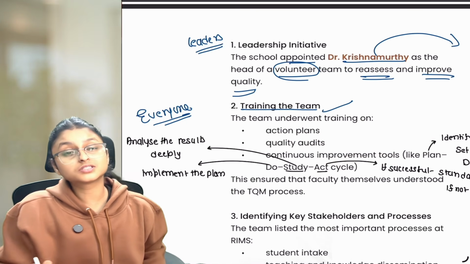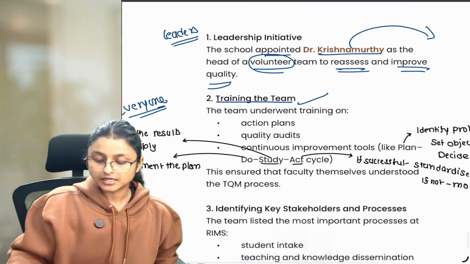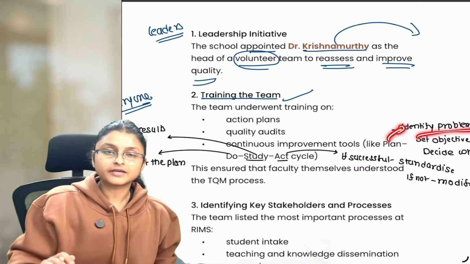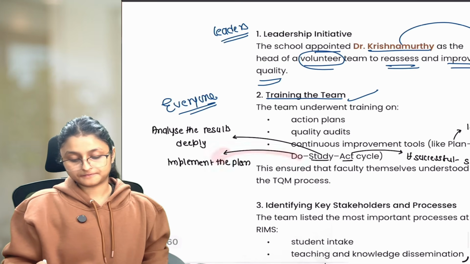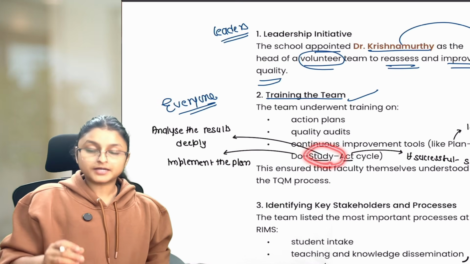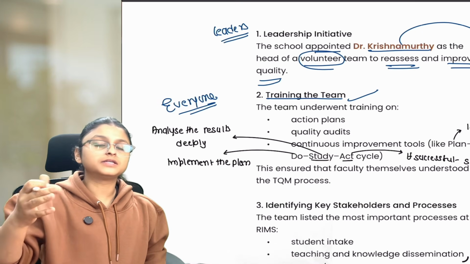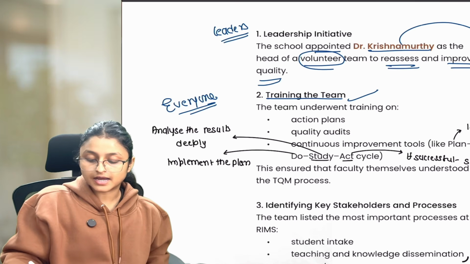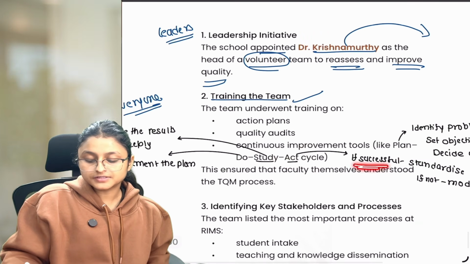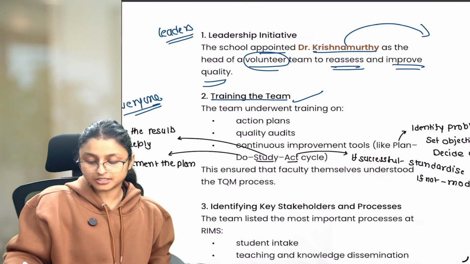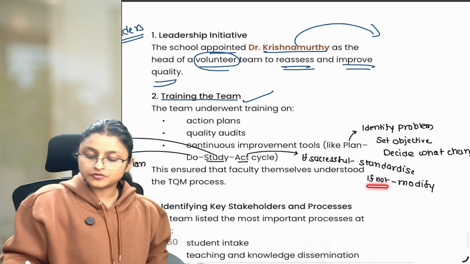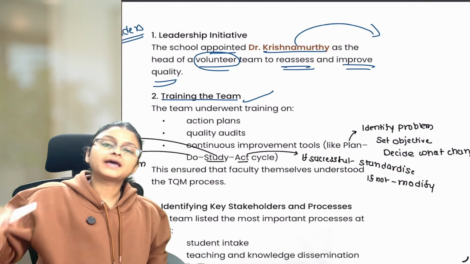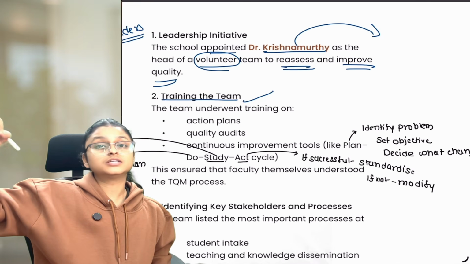Now, what is this plan, do, study, act cycle? First of all, plan everything you are going to do. Then implement the plan. Then study, that means analyze the results deeply. After that, act. If you found a successful method after analyzing everything, then standardize it. If not, then modify it. Then apply the plan, do, study, act cycle again.